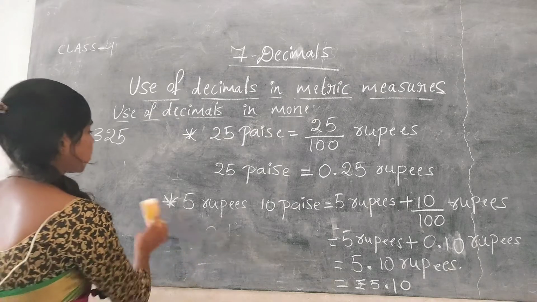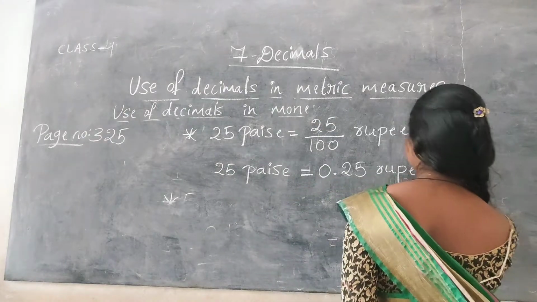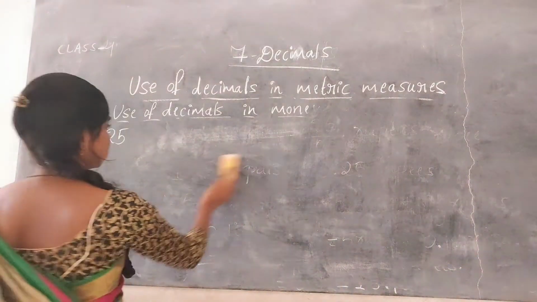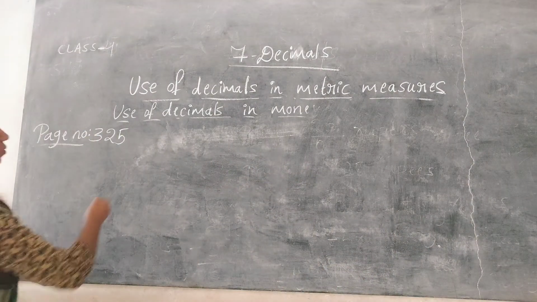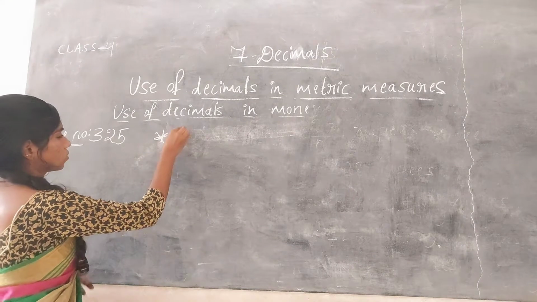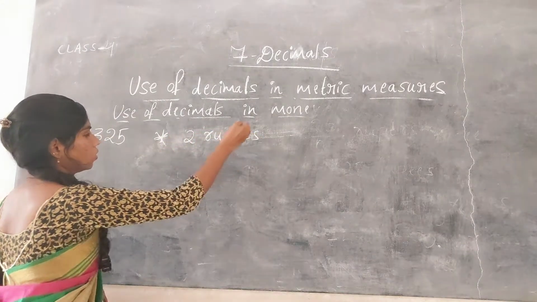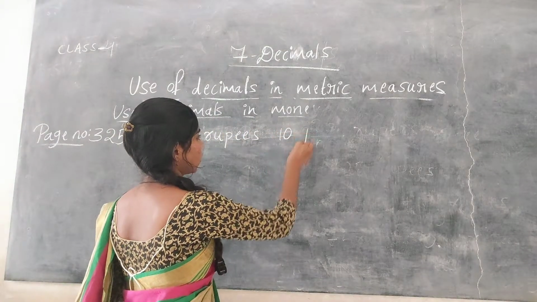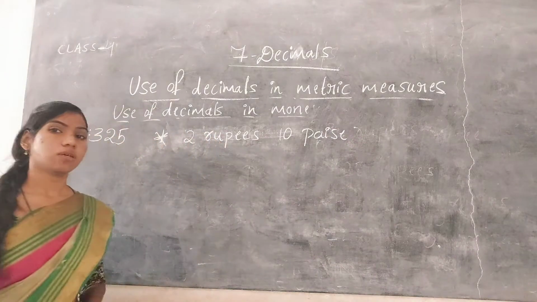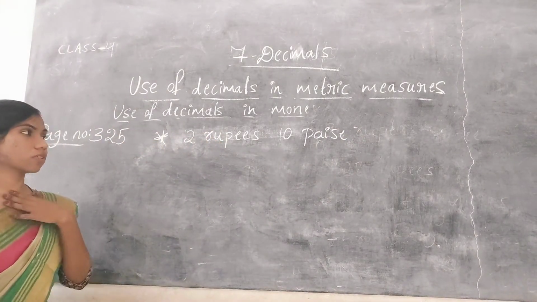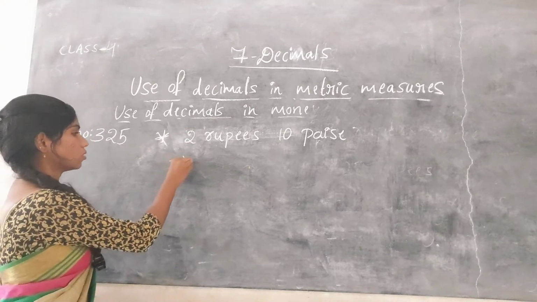Then take one more example here. Next, 2 rupees 10 paise. 2 rupees 10 paise.